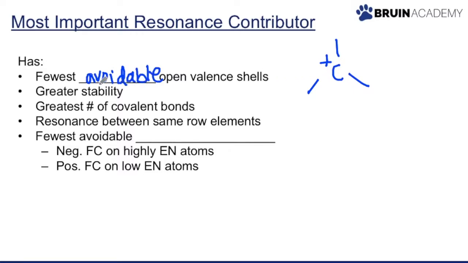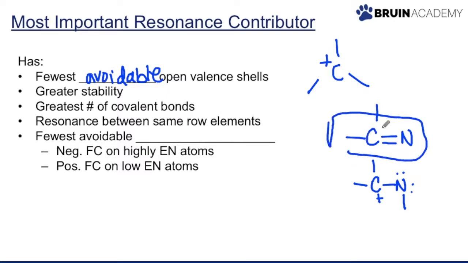That brings me to my next point. You definitely want something with a lot of stability. You want something with the greatest number of covalent bonds. So maybe having something like this as opposed to something like this, which only has 3 covalent bonds attached to the carbon for whatever reason, as opposed to 4. You also want resonance between the same row elements. So something like this is pretty good because carbon and nitrogen are in the same row.